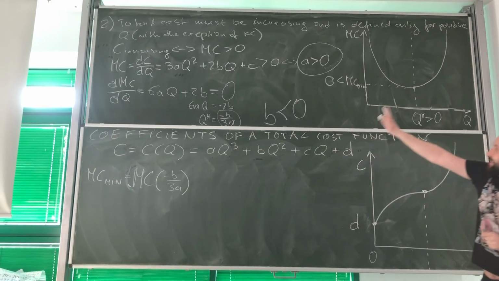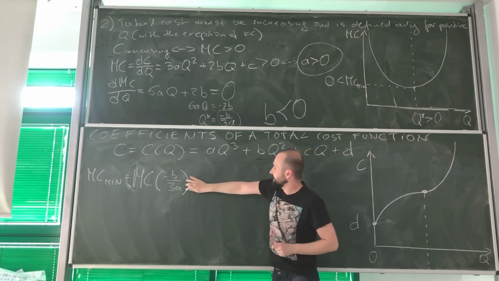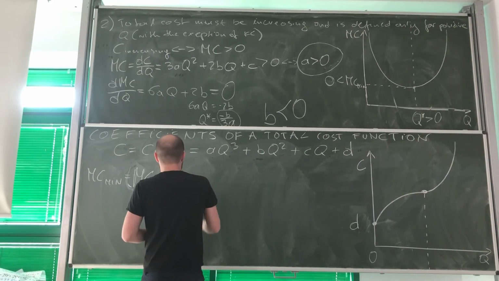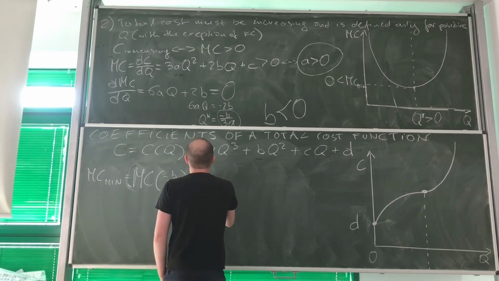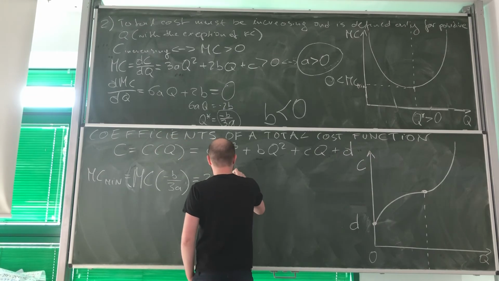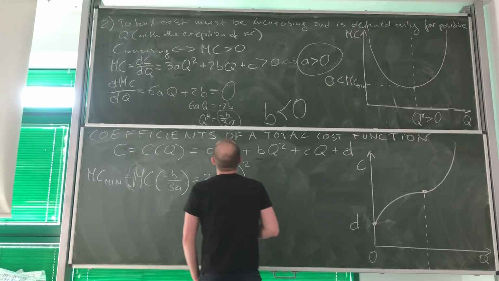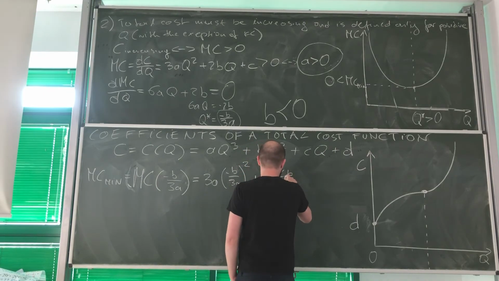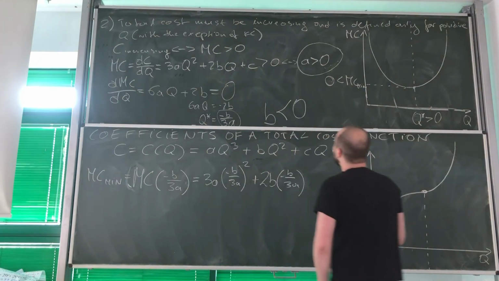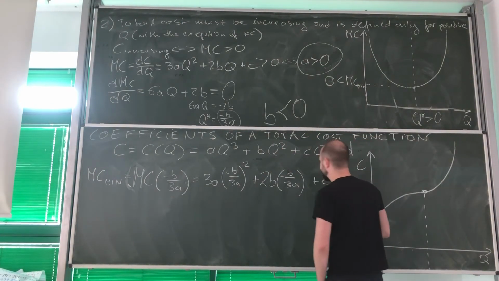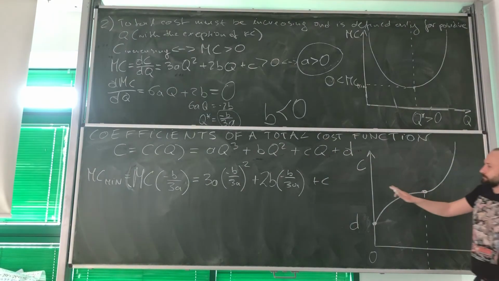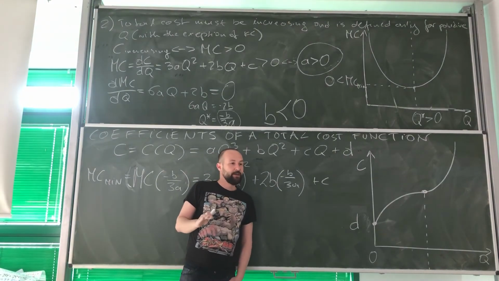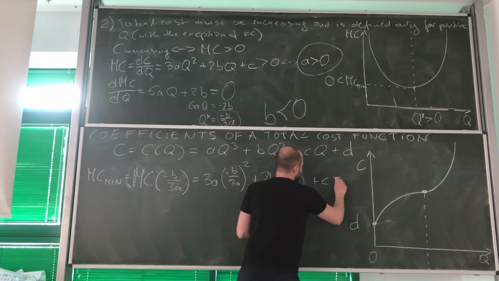So look, what I'm going to do now is substitute this value into the formula, and I'm going to see what I'm getting. Okay, so this is 3a times negative b over 3a squared plus 2b times negative b over 3a and plus c. Okay, first thing we need to do over here is to calculate it all, right? And put it into common denominator.